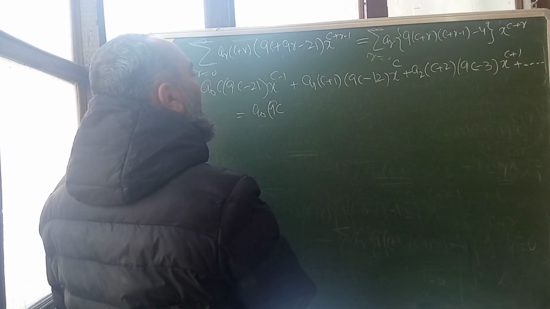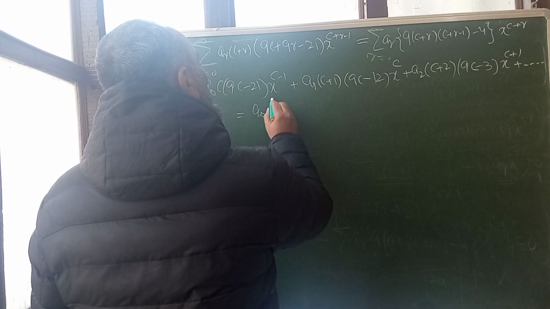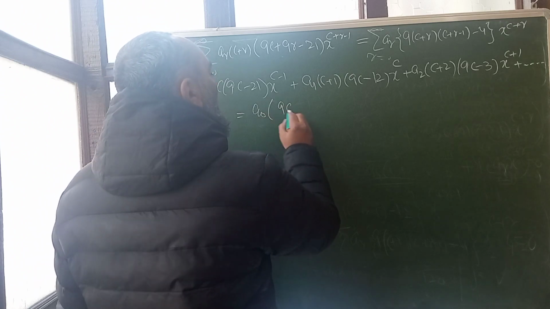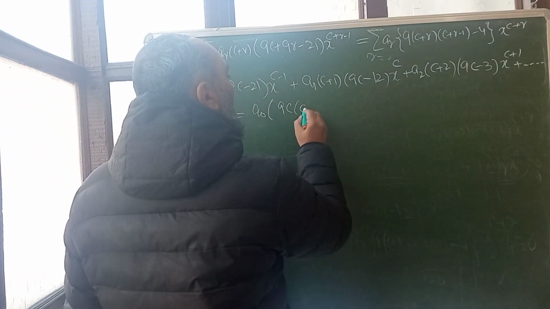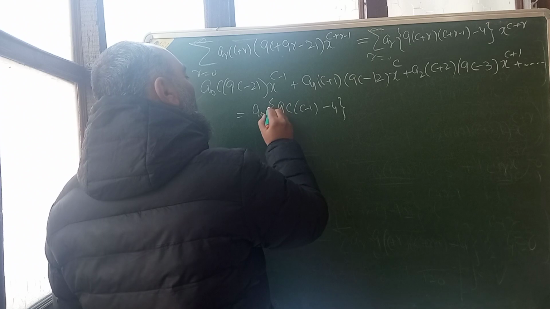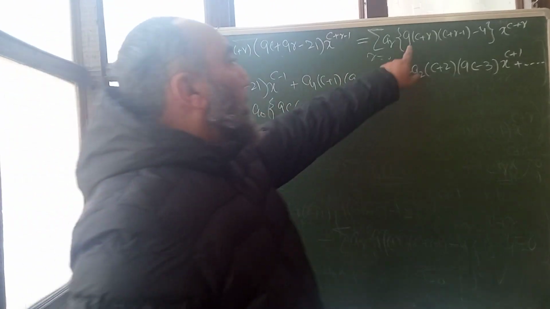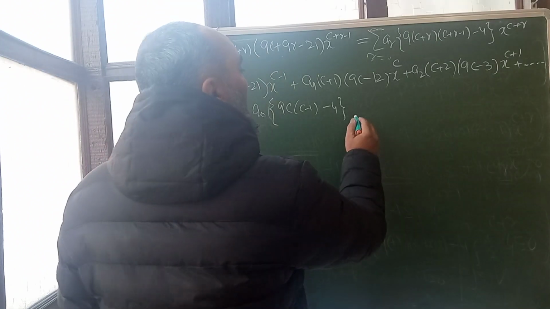9C, A0, 9C, because when R is 0, then C minus 1 minus 4. I'll keep this curly bracket over here. C is 0, 9C, C minus 1 minus 4. Later I will calculate it.